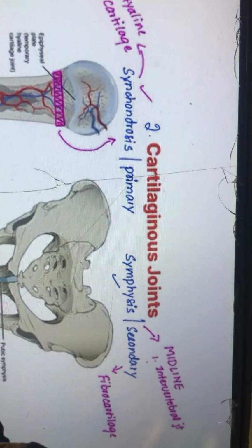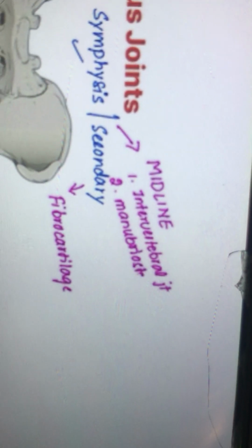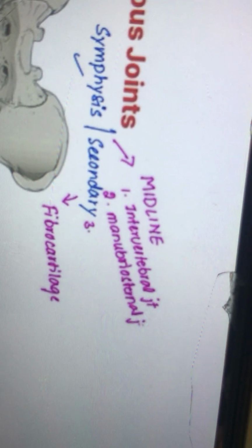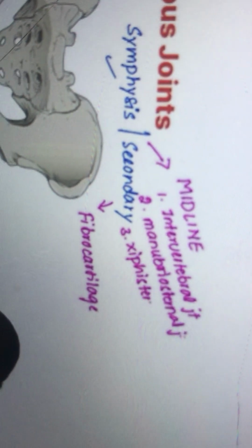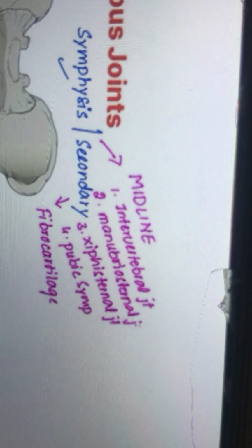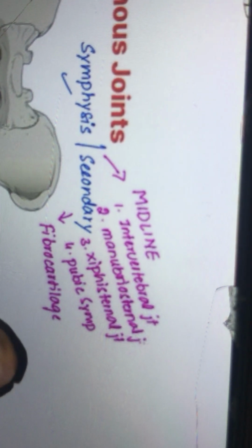Then, it is present between the manubrium and the body of the sternum, the manubriosternal joint. Then, it is present between the xiphoid process and the body of the sternum, the xiphisternal joint. Then, it is present in the pubic symphysis, right? So, pubic symphysis.